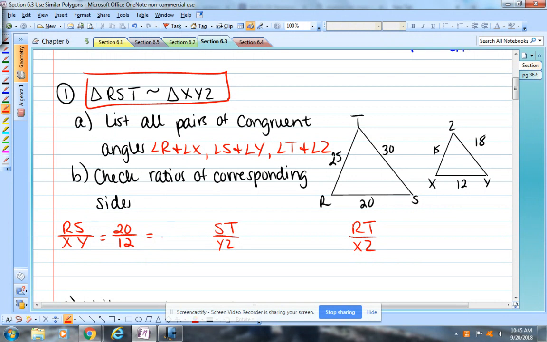Divide them both by 4, I believe. And what do we get? 5 over 3. So all of the other ratios should also reduce to 5 over 3. So that's what we're verifying, that they all have a 5 to 3 ratio.